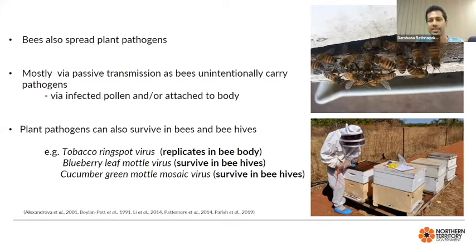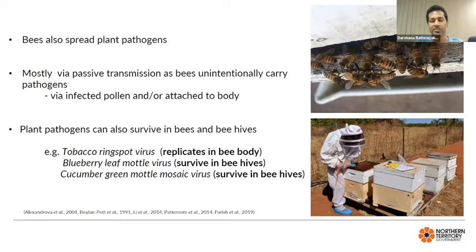Studies show that these plant pathogens sometimes can replicate inside the bee, in the hemolymph and the bee body. Some studies also show that some of these plant pathogens can survive and remain viable for a longer time in the beehives used for crop pollination. The particular plant pathogen that I'm going to talk about today is cucumber green mottle mosaic virus.